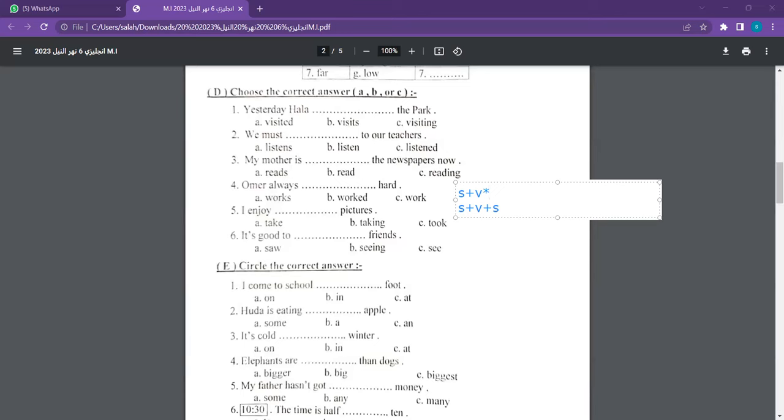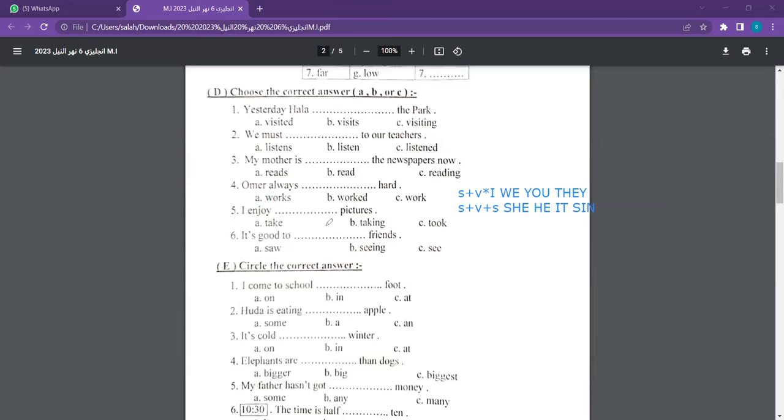Here, I will use it with I, we, you, they, and plural. And here, I will use it with she, he, it, and singular. Umar is singular. I will use Umar always what? Works. Very good. Umar always works because it is singular.